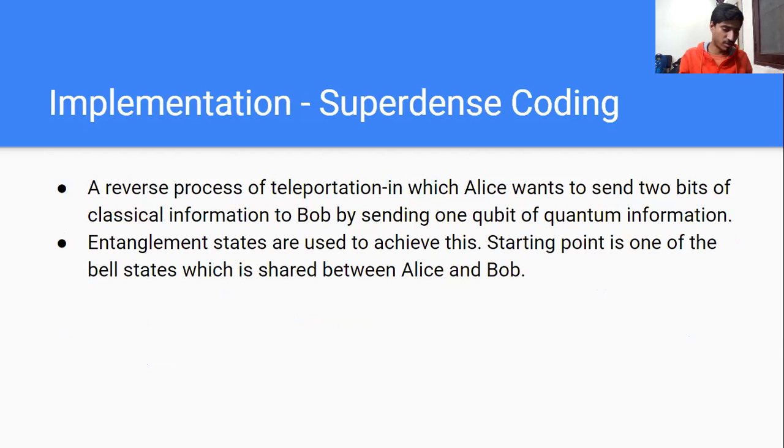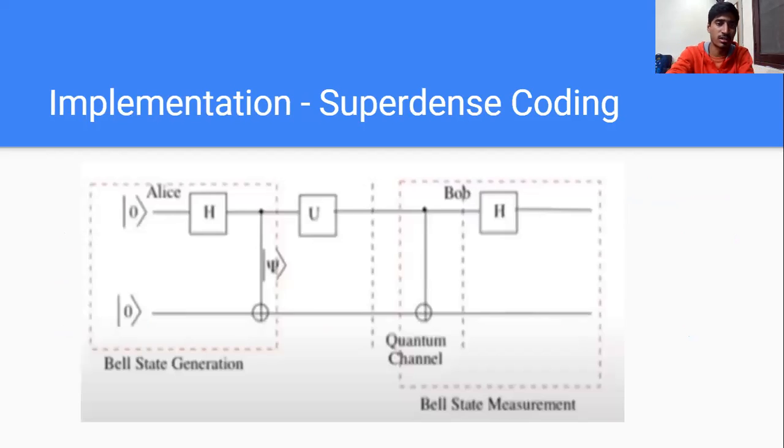Now, another implementation of quantum computing of this Bell state and quantum teleportation is super dense coding. It is in some sense a reverse of quantum teleportation. Alice wants to send 2 bits of classical information by sending 1 qubit of quantum information. Let's see how it is achieved. This is the circuit, and it is just the Bell state generation circuit. After the generation of the Bell state, Alice does some unitary operations, and this is the Bell state measurement which Bob does.